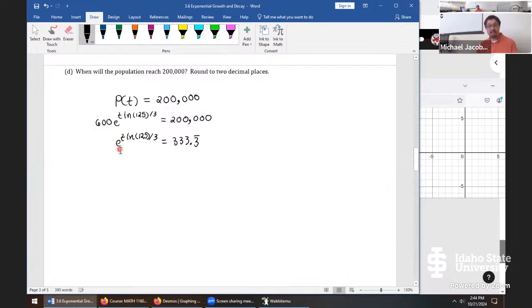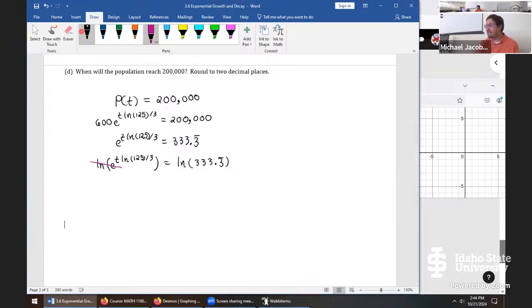Next thing we do is eliminate the base exponential by taking the natural log of both sides. So natural log, e to the power of t, natural log 125 thirds. It's just a lot of copying is sometimes a challenge with these problems. Natural log 333.3 bar.